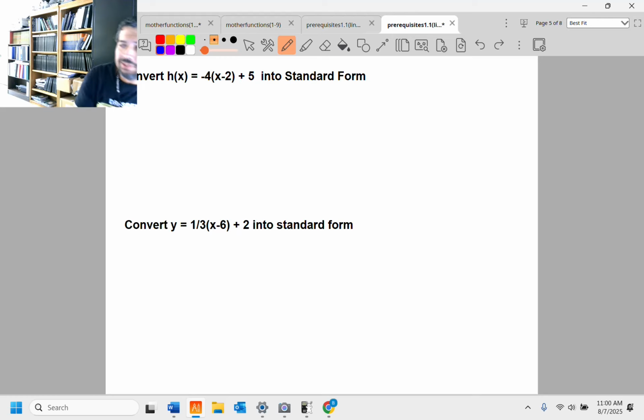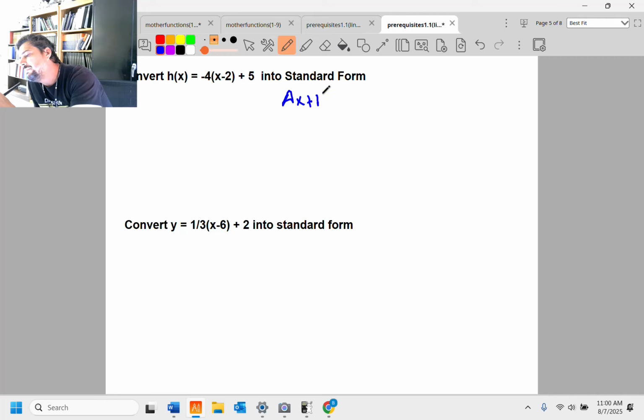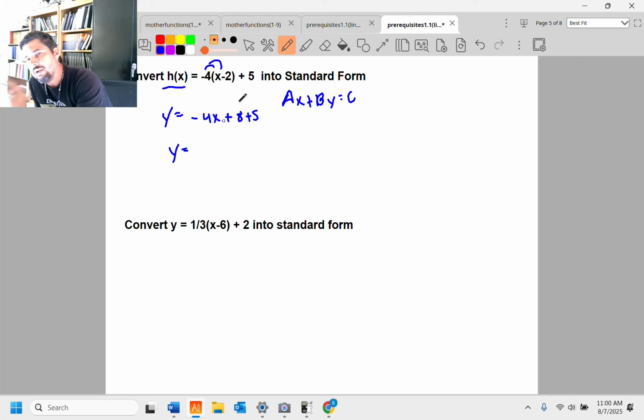Convert that bad boy into standard form. Standard form being ax plus by equals c. So the first thing we're going to have to do, and if you see notation like that, remember that's just a fancy formula for saying y, is we're going to have to invoke the distributive property. Negative 4 times x is negative 4x, negative times negative is positive, 4 times 2 is 8. And then we're going to combine like terms, because to write in standard form, you start with slope-intercept form.